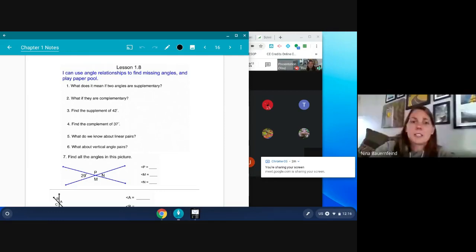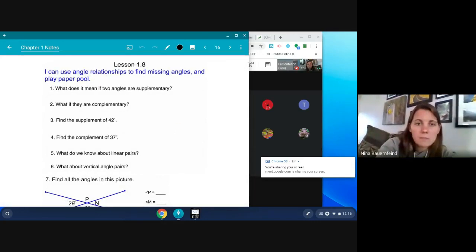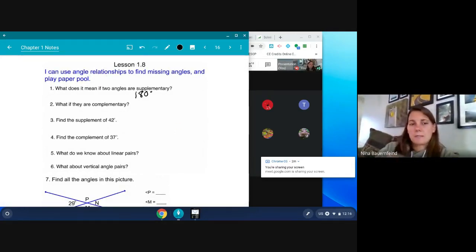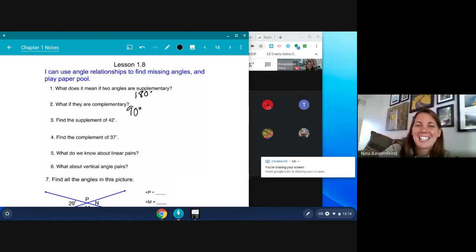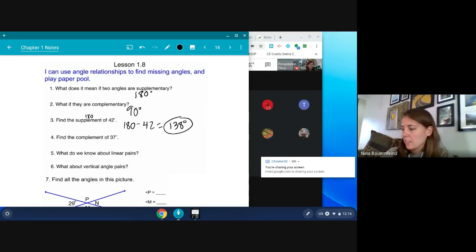180. Yes, thank you. And then how about complementary? 90. Killing it. Okay, so to find the supplement of 42, we're going to go 180 minus 42, which is 138. Then to find the complement of 37, we do 90 minus 37, which is 53. Does this sound familiar from last night's homework, I hope, kind of?